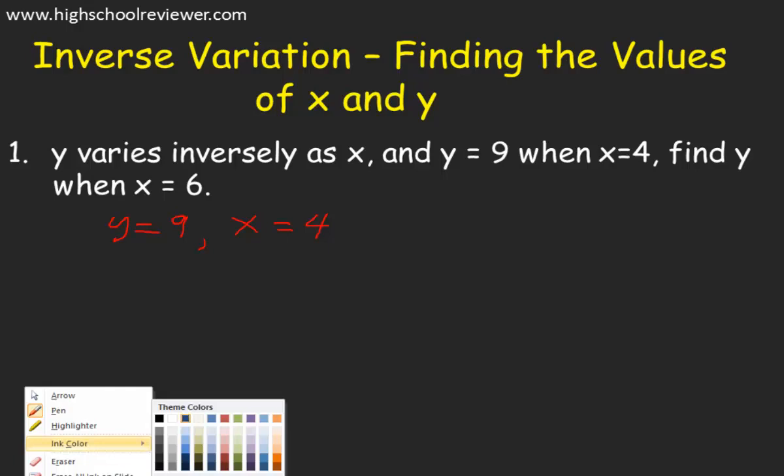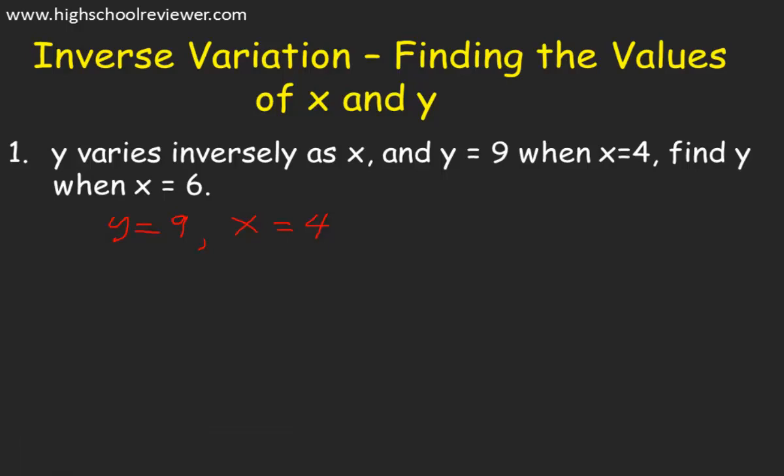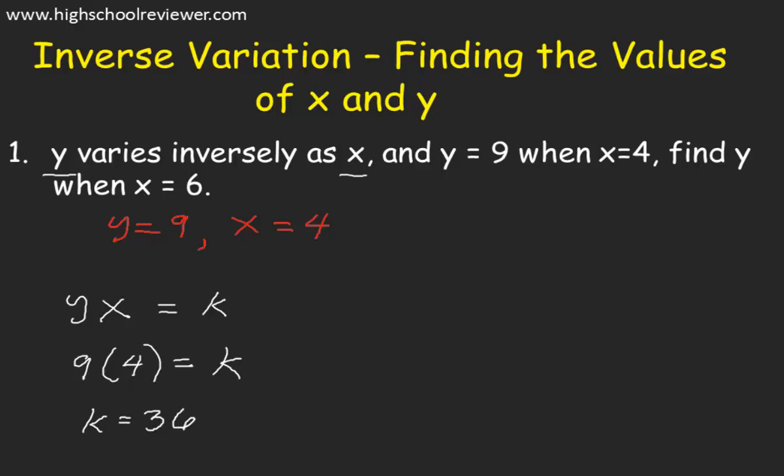Our equation will be based on the sentence. Y varies inversely as x. So our equation will be y multiplied by x equals the constant of proportionality, which is k. Our y is 9 multiplied by x, which is 4, equals k. So our k will be equal to 9 times 4, that's 36.